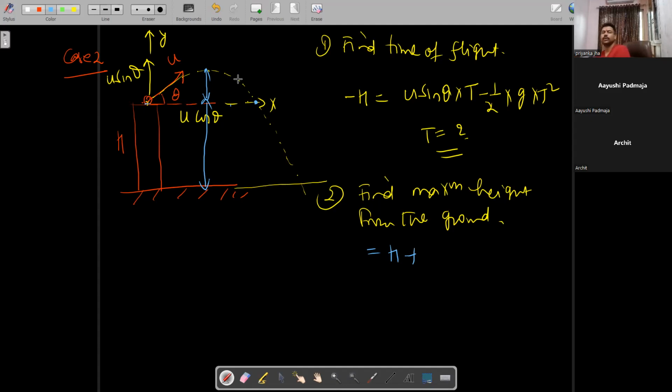So we can find, for this, what is the maximum height? That is u squared sine squared theta upon 2g. So h plus this is the maximum height from the ground. Understood or not?